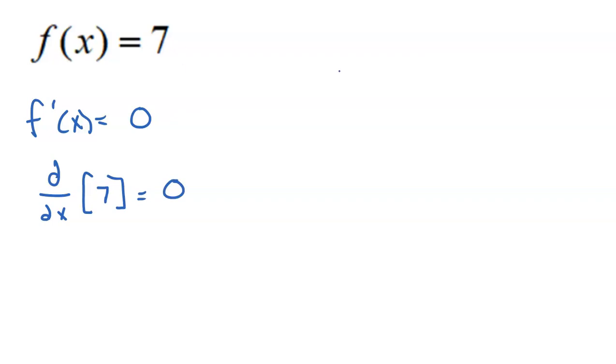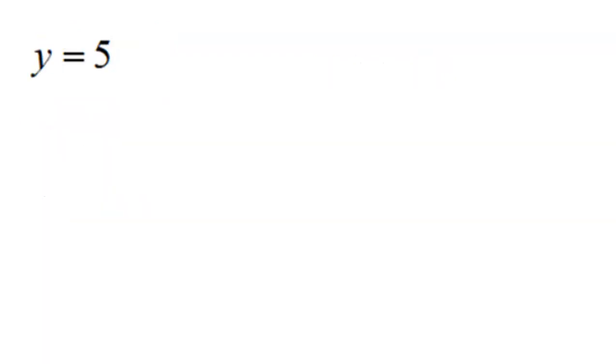Now let's talk about y. 7, just the function y equals 7, is a horizontal line like this. And a horizontal line has a slope that never changes. It's always constant. And the slope of a horizontal line is always 0. No matter what point you choose to be on this horizontal line, your slope is 0, which is why the derivative of a constant is always going to be 0.